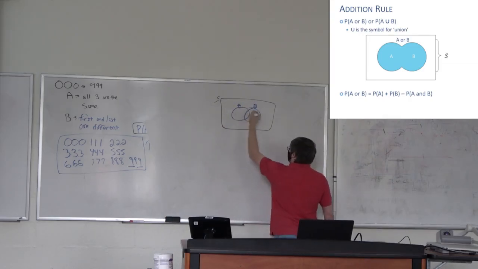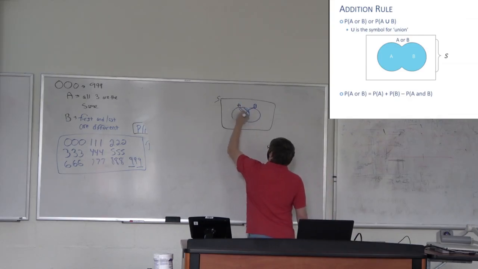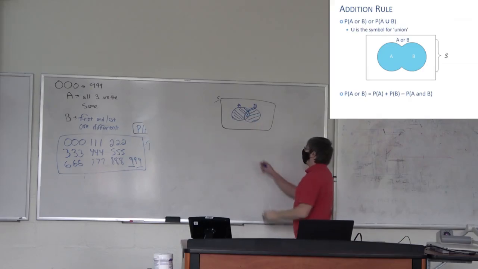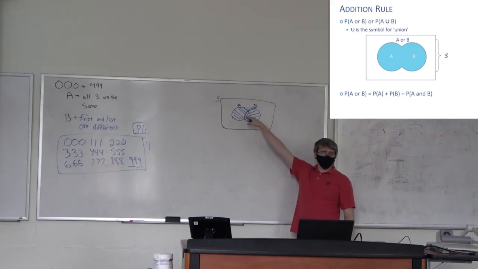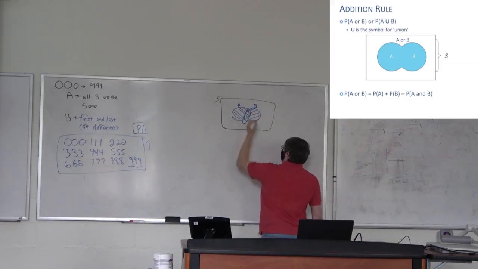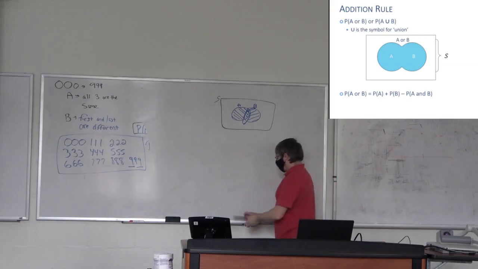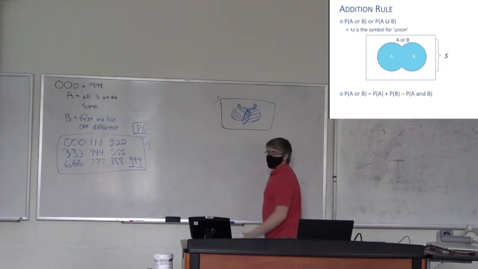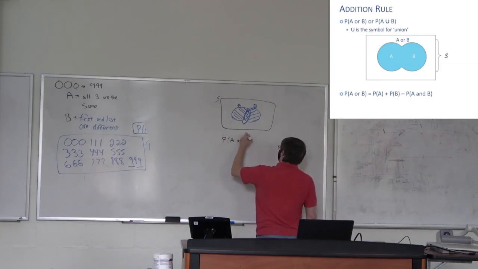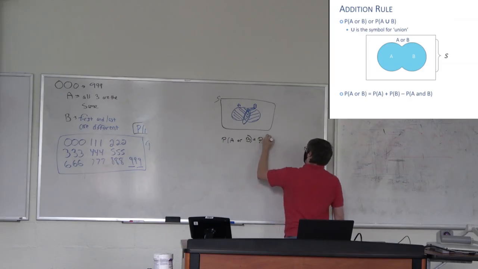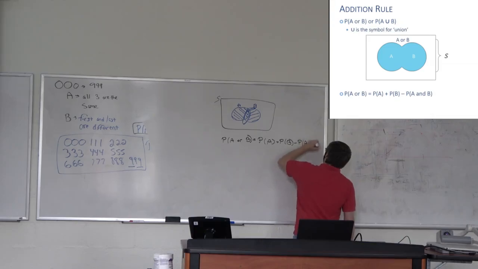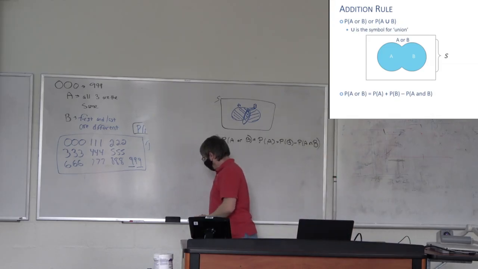Well, you can see if I add these two together, I'm getting this much space, and then this much space. And so I'm kind of double counting the middle portion. And so essentially what you need to do is subtract out one of the middle portion there. And that's why, at least in the Venn diagram explanation, P of A or B is P of A plus P of B minus P of A and B.